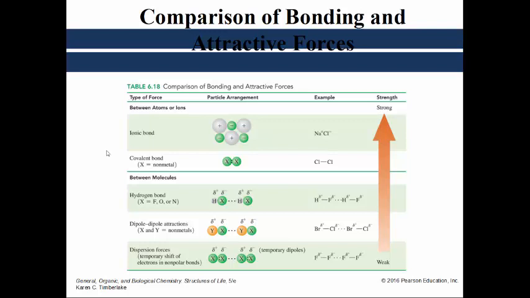The next two, or the top two, will be between atoms or between ions. Covalent, we have a bond between two nonmetals. And then ionic, we have two or more ions that are formed.